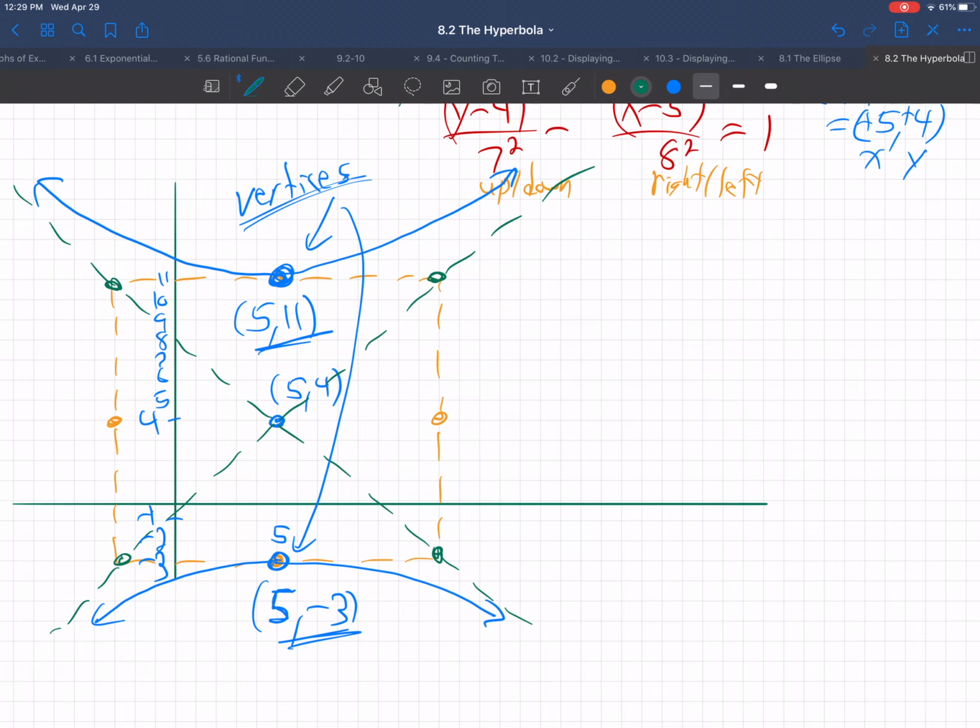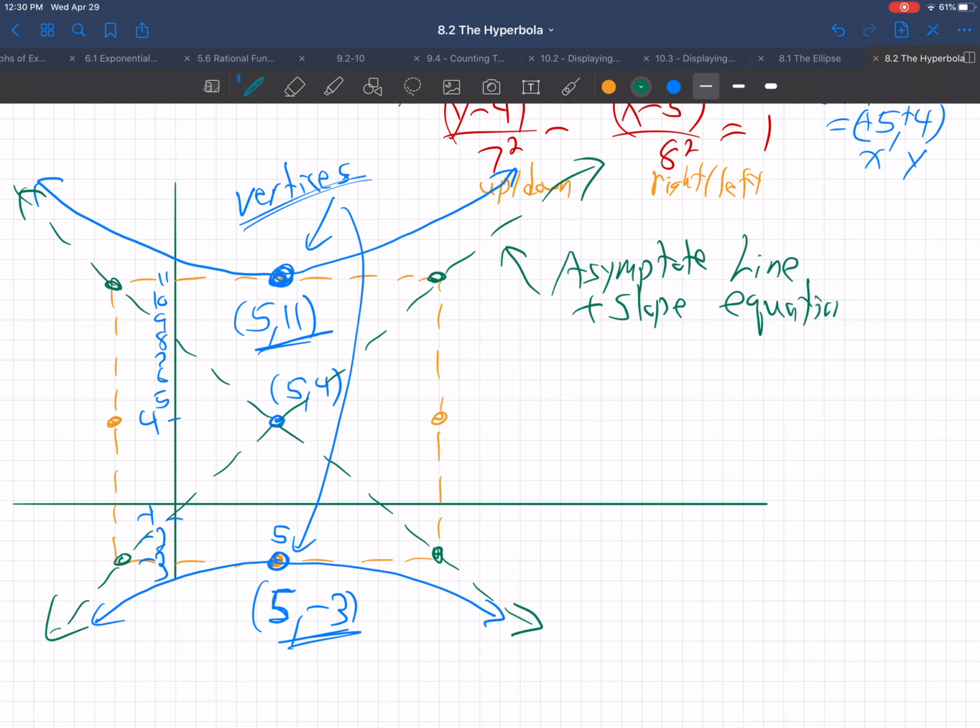So in other words, this asymptote line right here, the one going up to the right. The other one goes down to the right. They want the asymptote line with the positive slope, and they want its equation. Well, how do we come up with the equation?